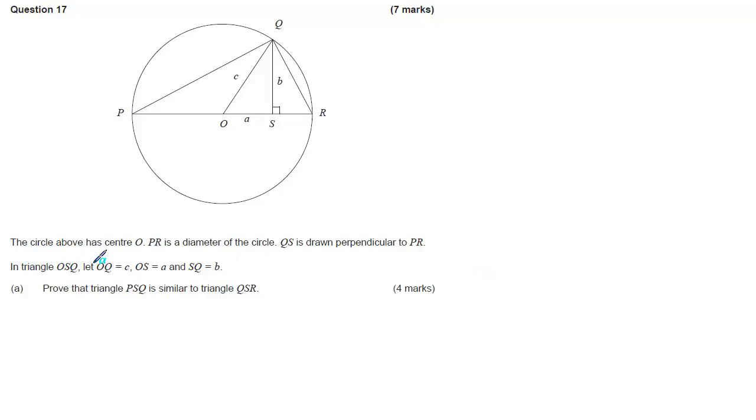In the circle above, we've got a centre O, PR is the diameter of the circle, QS is drawn perpendicular to PR. In triangle OSQ, that's this one here, OQ is C, so in actual fact that's a radius, OS is A and SQ is B. We want to prove that the triangle PSQ is similar to triangle QSR.